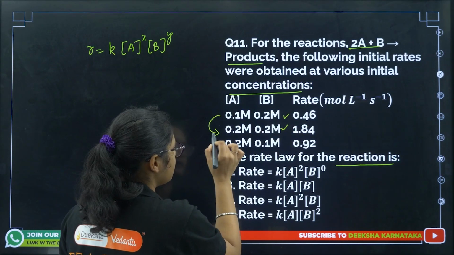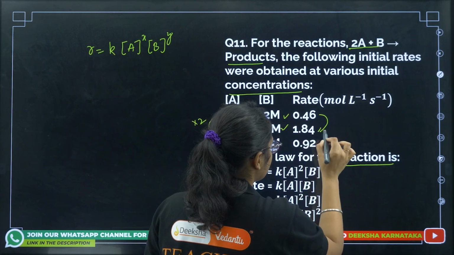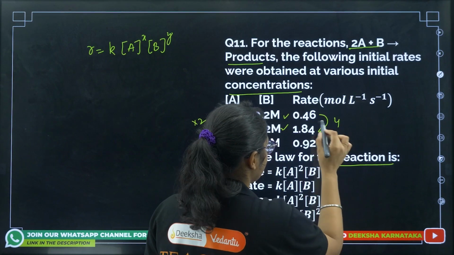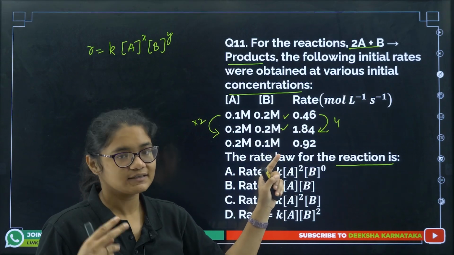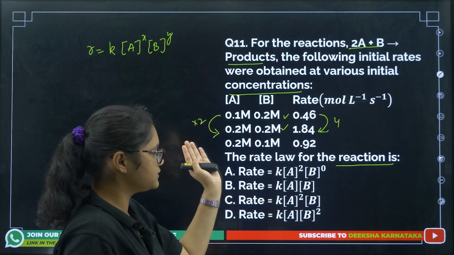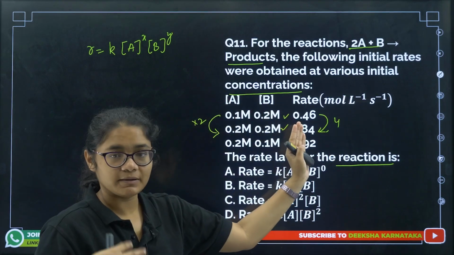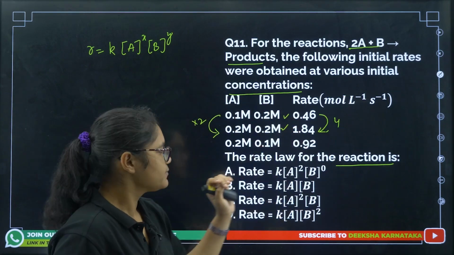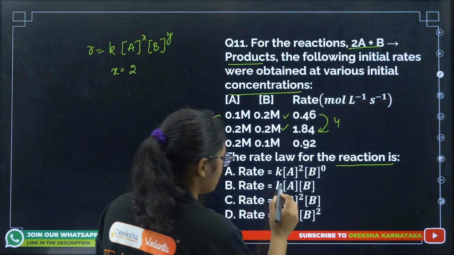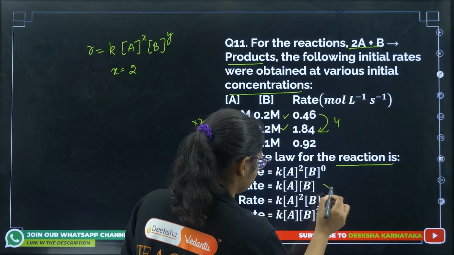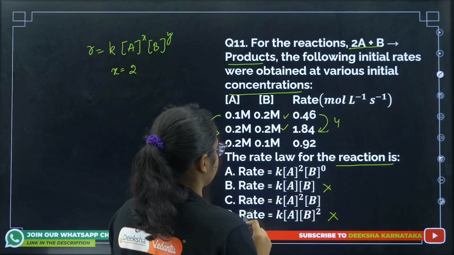So here what we are doing to the concentration, it is doubled, right? And here what is happening? The rate is becoming 4 times, right? So when you are doubling the concentration and rate is becoming 4 times, then it is second order reaction. If you are doubling the concentration, rate also doubles, it is first order. You are doubling the concentration, rate becomes 4 times, then it is second order. So I can say that x is equal to 2, right? So from here you can see these options are eliminated. We have these two options. Now let us see for B.